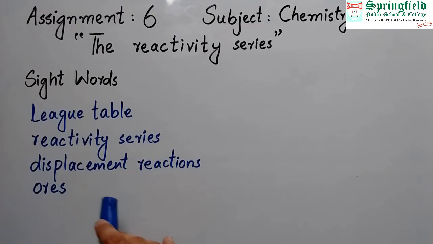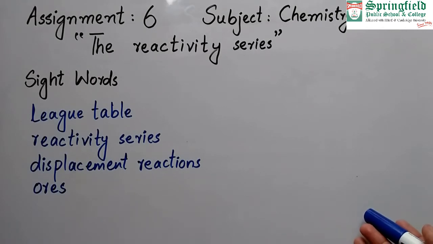Ores. Metals are extracted from the earth. They are not in their pure form. Either they are in the form of minerals or they are combined with other elements and we call them their ores. These can be their oxides, sulfides, or any other mineral of that metal.